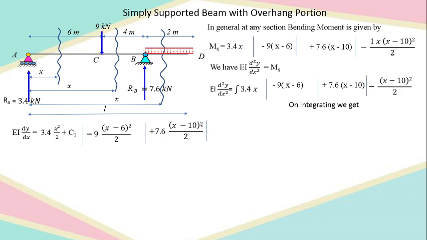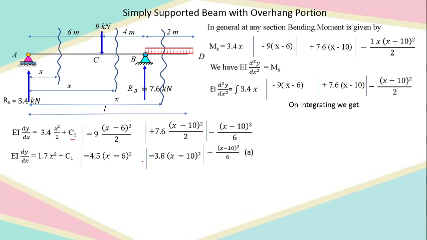Here the last term remaining is (x − 10)³/6. So I have integrated it once. Now if I simplify this equation, I get a simplified form, which I call equation (a). Once again I will integrate so as to get the deflection.